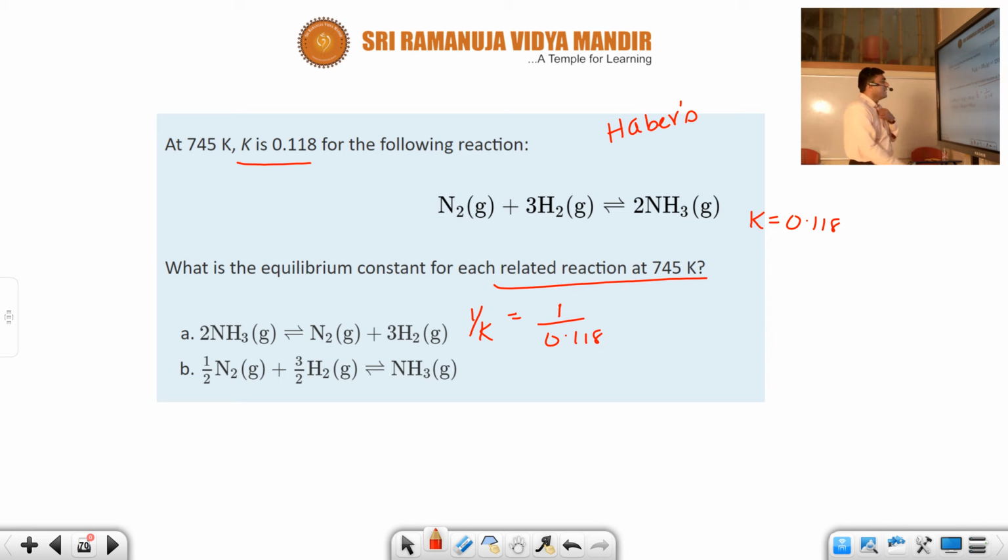Second question, you divided by half. When you divide it by half, it will become root K, that is equal to root over 0.118. So this is how very wonderfully you can solve the question.